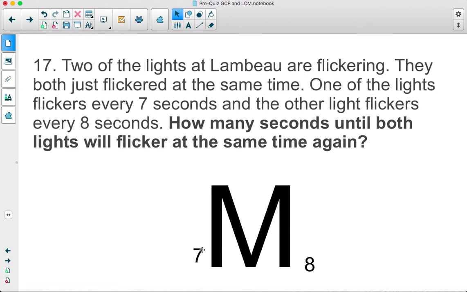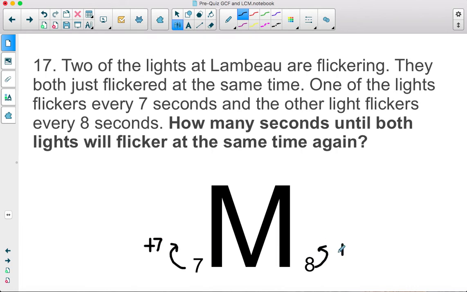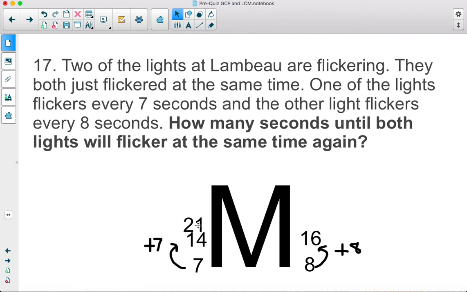So when will it happen again? So the lights flicker, they blink. I'm going to go up by 7 on the left side, and I'm going to go up by 8 on the right side. So I'm going to type in my multiples. Add 7, I get to 14. Add 8, I get to 16. Nothing so far. Add 7, I get to 21. Add 8, gets to 24.